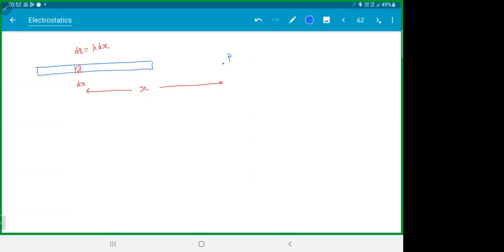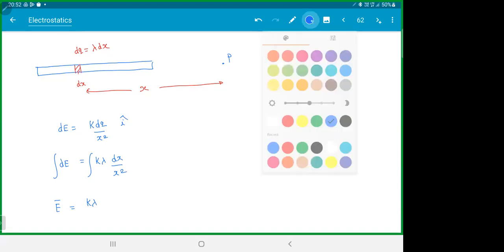So the small electric field due to this small charge will be k dq by x square, direction is i cap. So this will be k lambda dx by x square. Integral, this will give you the full field due to the rod. K lambda, what will be the limits? Can someone tell me what will be the limits? x is going from where to where?